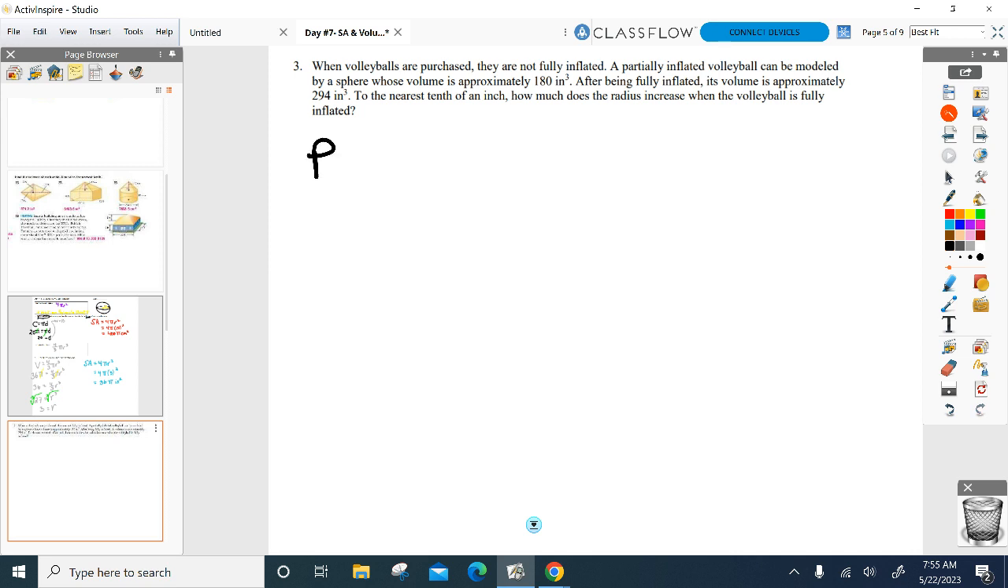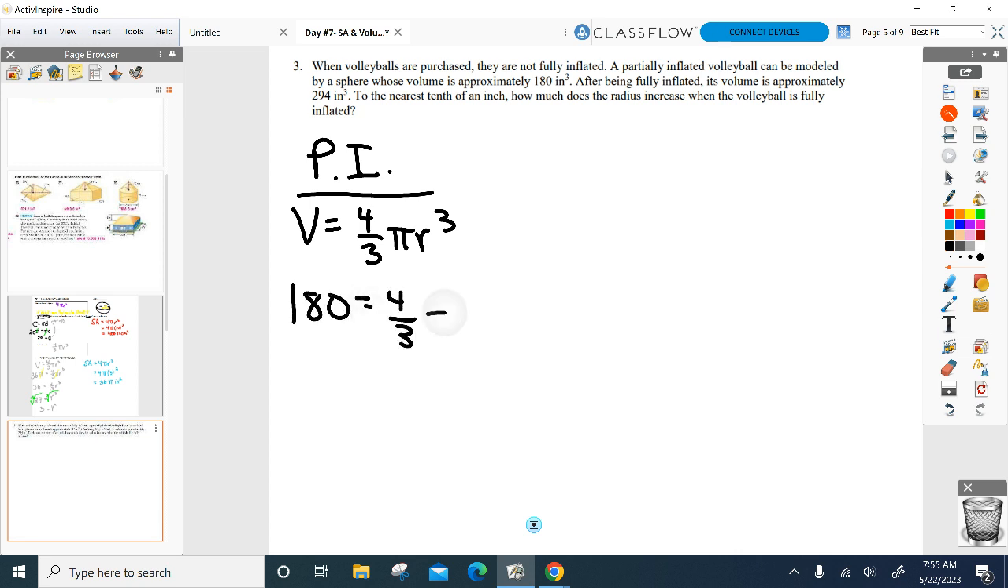All right, so let me just do partially inflated real quick. We're doing volume, right? Volume. 4/3 pi r cubed. So partially inflated, it looks like it's what, 180? And we're comparing it to its radius.